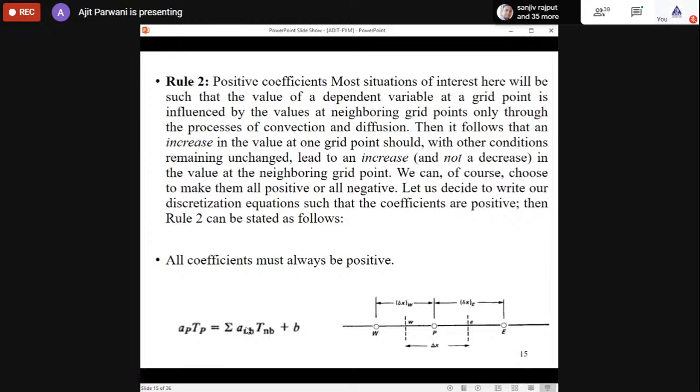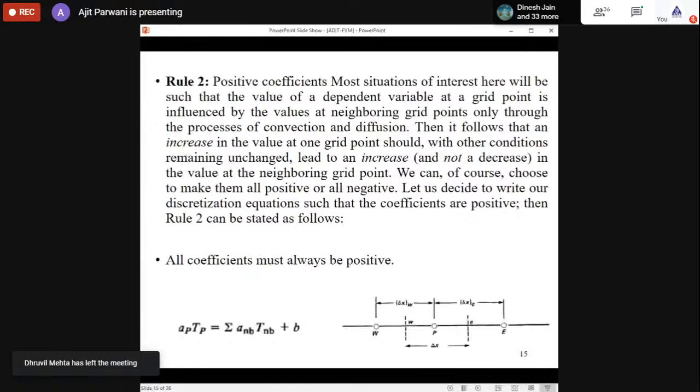If it is not, then what will happen? If the temperature over here increases, and one of the coefficients is negative, then you will come to an unrealistic solution. The unrealistic solution is such that if the temperature of the point P increases, then the temperature of point W may decrease. So in order to not have an unrealistic solution, all the coefficients should have the same sign. So this is the second rule: the discretized equation should be such that all the coefficients must have the same sign.